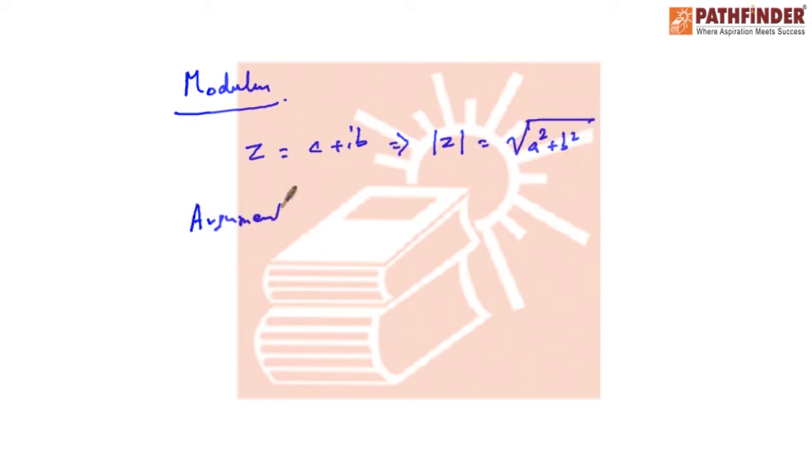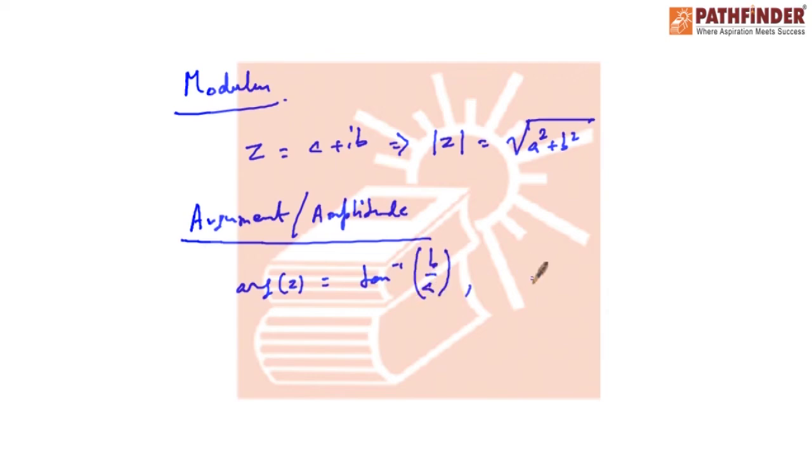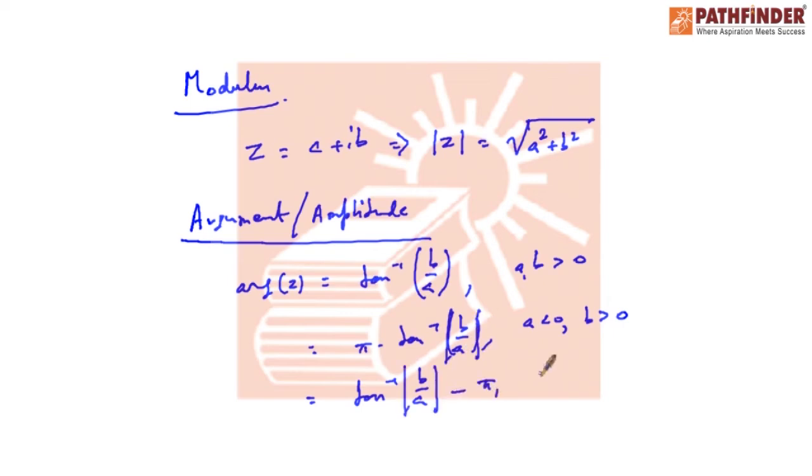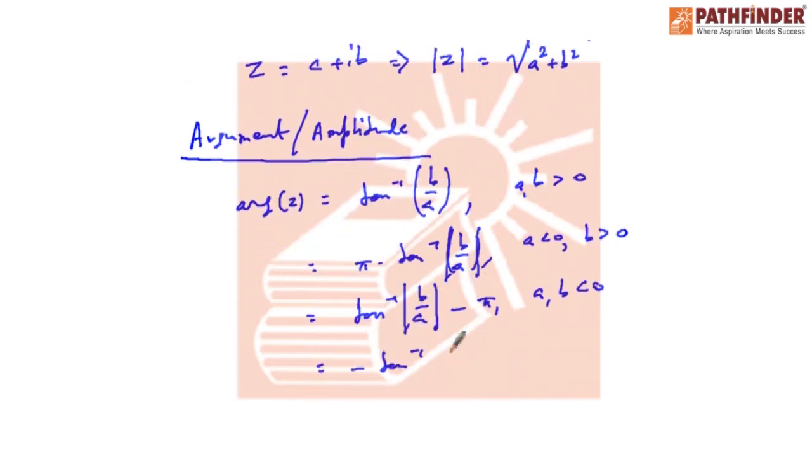Complex numbers also have another very important attribute called argument or amplitude. The argument of any complex number z is defined as tan inverse b by a if a and b are both positive. It is pi minus tan inverse b by a if a is negative but b is positive. It is tan inverse mod b by a minus pi if a and b are both negative, and it is minus tan inverse mod b by a if a is positive but b is negative.